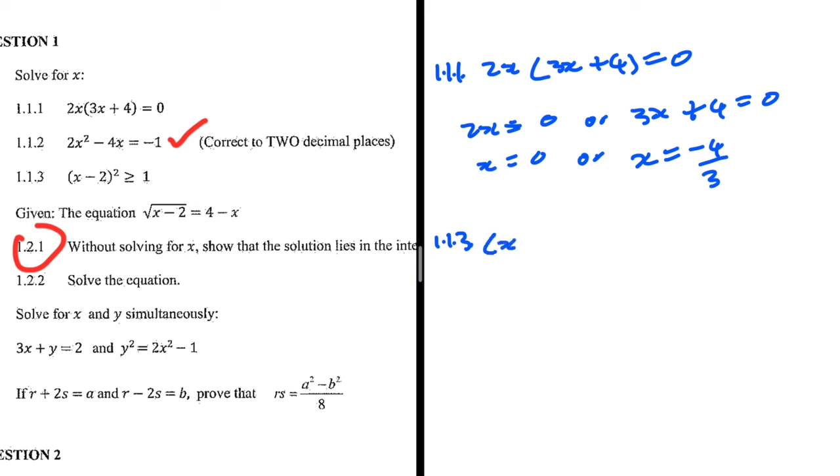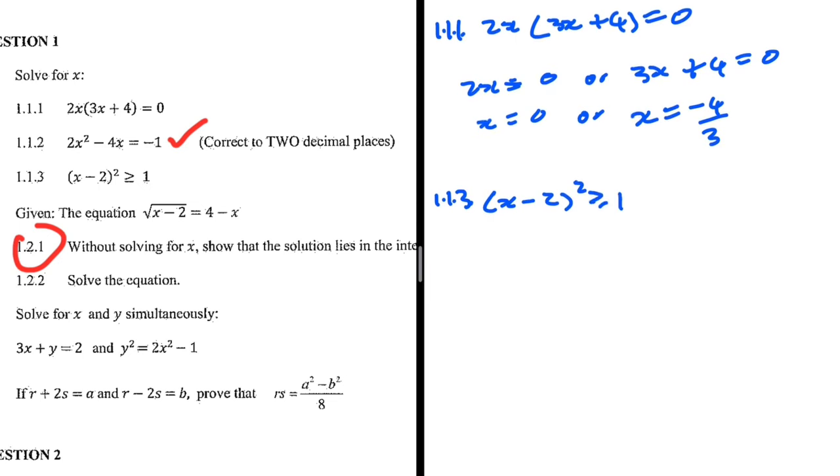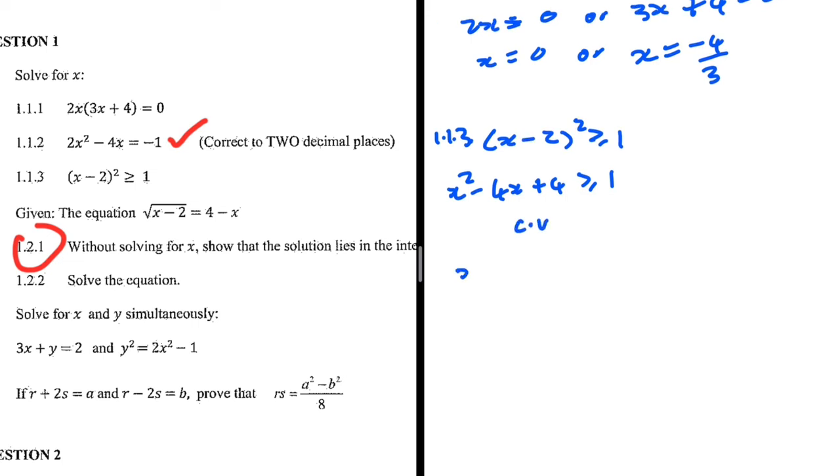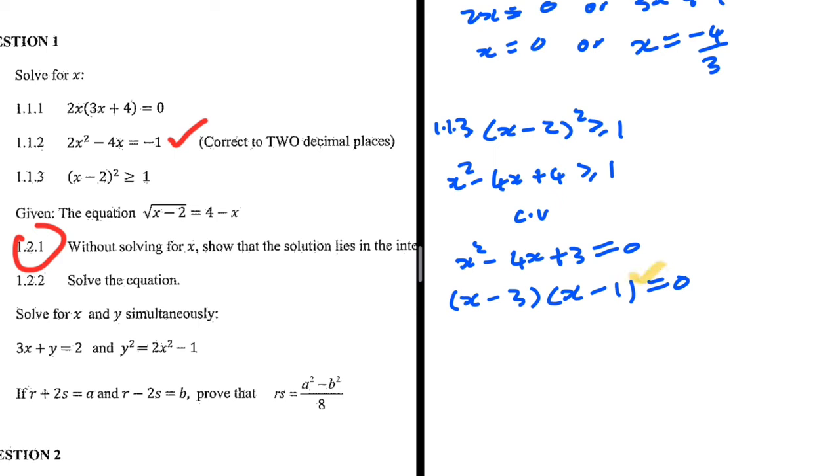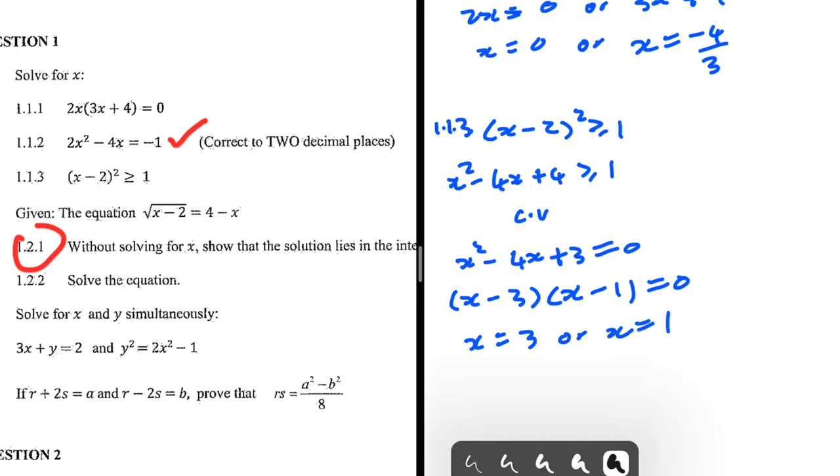We have x minus 2 everything squared being greater or equals to 1. Let's expand x minus 2 everything to the power 2. We get x squared minus 4x plus 4 greater or equals to 1. And our critical values, x squared minus 4x plus 3 is equals to 0. In factorizing this, we're going to get x minus 3 multiplied by x minus 1. This is equals to 0. When you multiply out, you go back to x squared minus 4x plus 3. So x is equals to 3 or x is equals to 1. Those are our critical values.